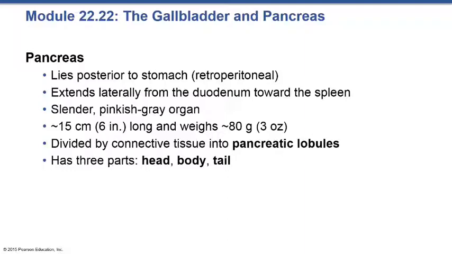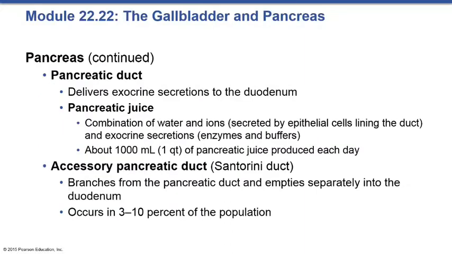So the pancreas is retroperitoneal, as are the kidneys. It extends laterally from the duodenum toward the spleen. It's a very slender organ. It is rather small in size and is divided up also into lobules and has 3 parts: the head, the tail, and the body. The pancreatic duct is going to deliver those exocrine secretions to the duodenum.